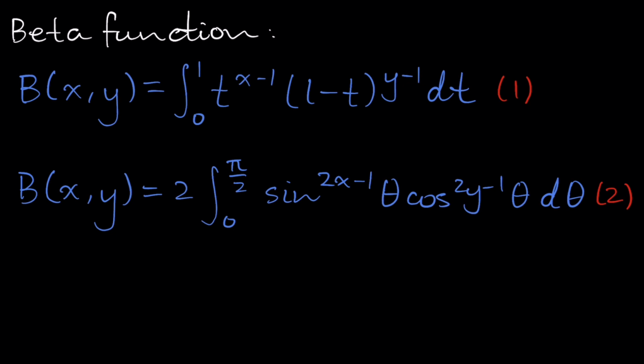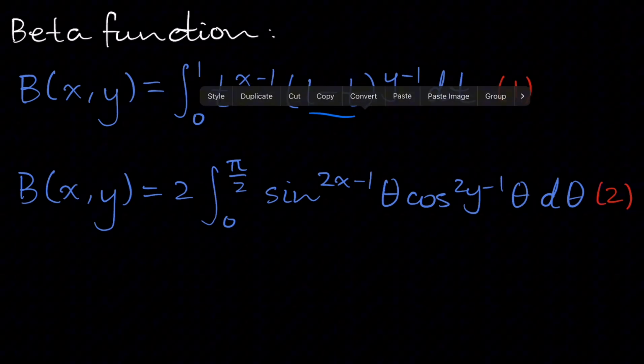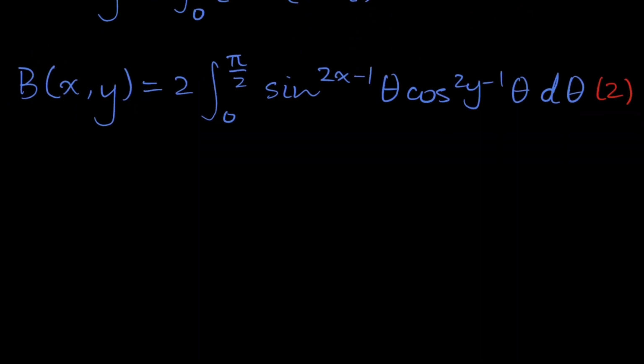Notice that here we have t and we have 1 minus t. Now, notice that if we substitute t as sine squared of theta, then 1 minus t is 1 minus sine squared of theta, which is equal to cosine squared of theta. This means that there is a motivation for us to use this particular u substitution to derive our trigonometric form of the beta function. So let's get started.